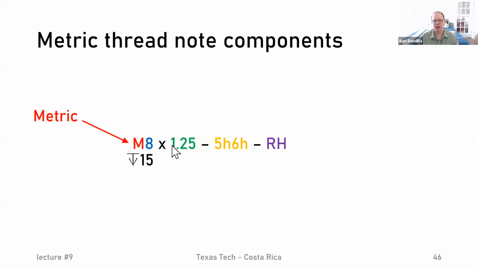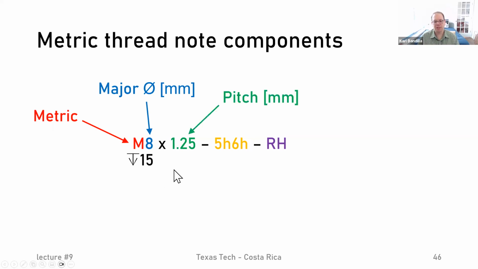I always thought that it stood for machine because those were mainly our machine screws, but it stands for metric. The next one is the major diameter given in millimeters, in this case 8. Then we're given the pitch, also in millimeters, right? So in this case, each crest is 1.25 millimeters from the next one.